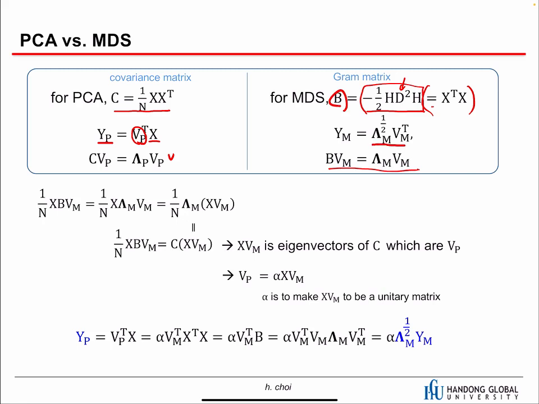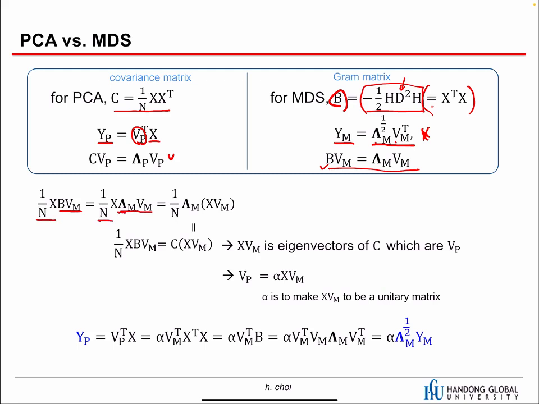The projection is based on this. Look at this one. We don't have X here. We have eigenvalue and eigenvector. That's the projected vector y_m. Then I want to see the connection between these two projections. From here, B times v_m is lambda_m v_m, and we multiply the same thing here. Then look at this one.